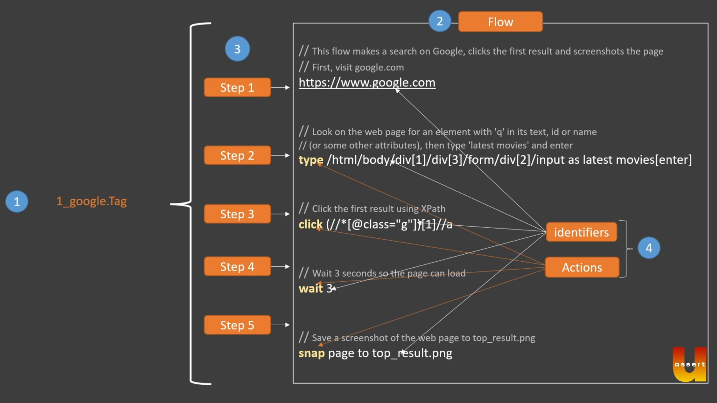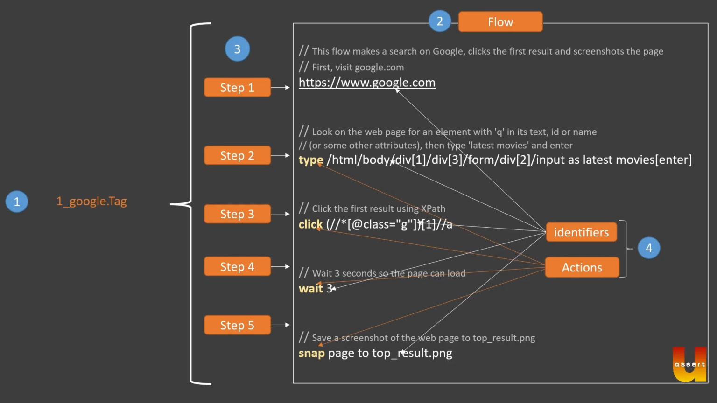So the moment you give this instruction, TagUI will launch the browser and enter google.com for you, and google.com should be loading. So the next action you have is type. Type is an action. So we have a search box. In the search box, we are typing, and what we type is latest movie. We are typing latest movie and hitting enter.